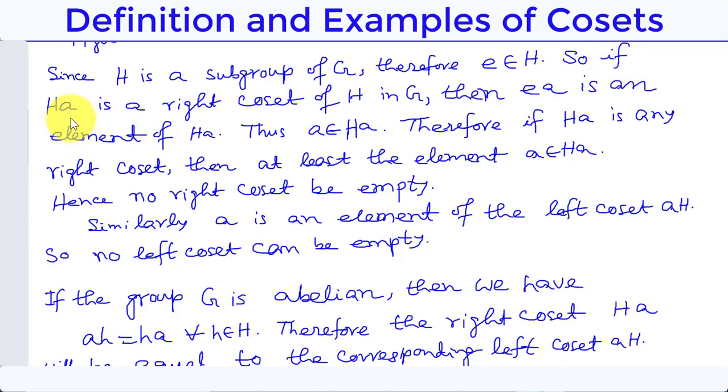So, if Ha is a right coset of H in G, then ea is an element of Ha. Thus, a belongs to Ha. That is, a is an element of the right coset Ha. Therefore, if Ha is any right coset, then at least the element a must be an element of Ha. Hence, no right coset can be empty. That is, every right coset is non-empty. Similarly, a is an element of the left coset aH. So, no left coset can be empty. That is, every left coset is non-empty.